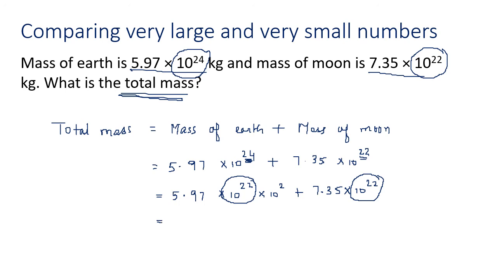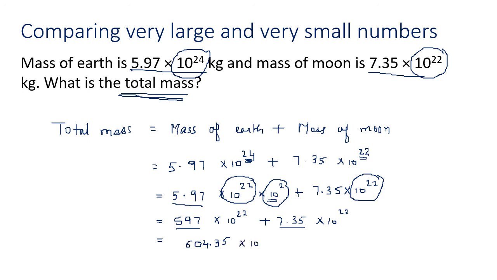So now what remains here? 5.97 into 100, 10 square is 100, so 5.97 into 100 becomes 597. So this becomes 597 into 10 raised to 22 plus 7.35 into 10 raised to 22. Now I can add both these numbers. So what will I get after adding them? After the decimal point 0.35. 7 plus 7 is 14, 4 carry 1, 9 plus 1 is 10, 0 carry 1. So it becomes 604.35 into 10 raised to 22.